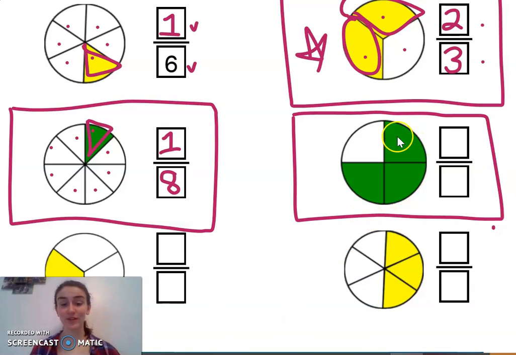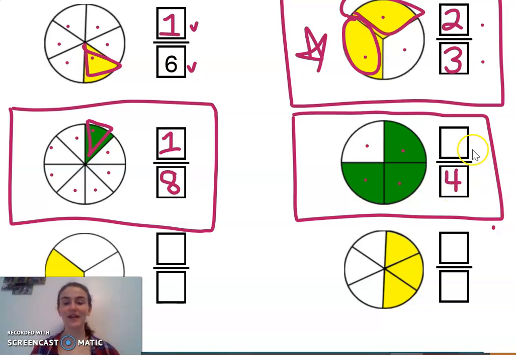All right, guys, let's go over this one together, okay? All right, so the denominator is the number that's on the bottom. And the denominator tells us how many total pieces make up the whole shape. So let's count that. 1, 2, 3, 4. We have 4 total pieces that make up this shape. So we write a 4 in the denominator.